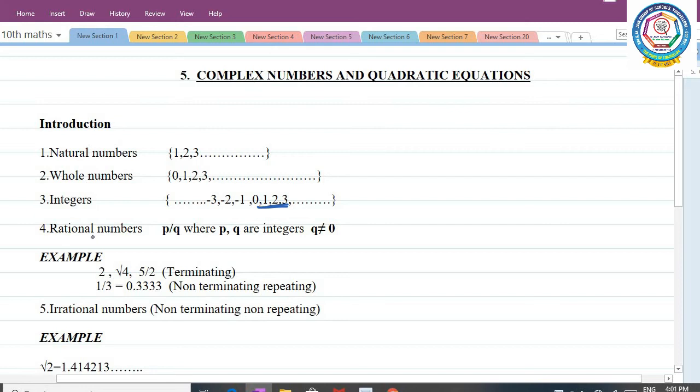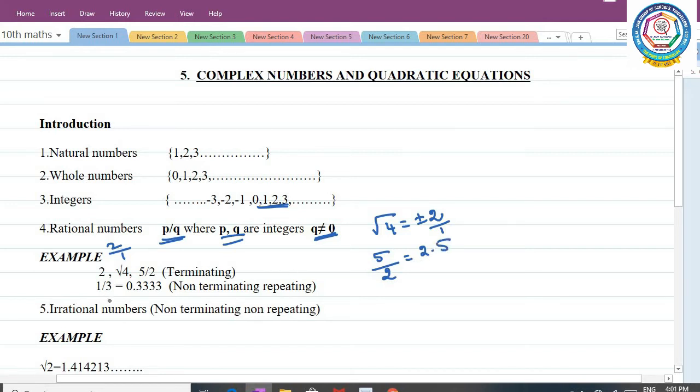Next is rational numbers. A rational number can be expressed in P by Q form, where P and Q are integers and Q is not equal to 0. For example, 2 can be represented as 2 by 1. It is in the form of P by Q. Then the next one, square root of 4. Square root of 4 can be plus or minus 2. This also can be represented as 2 by 1. Next, 5 by 2. If you convert it into a decimal, we get 2.5. It is a terminating decimal.